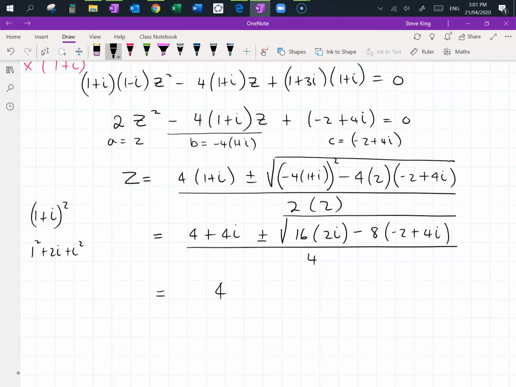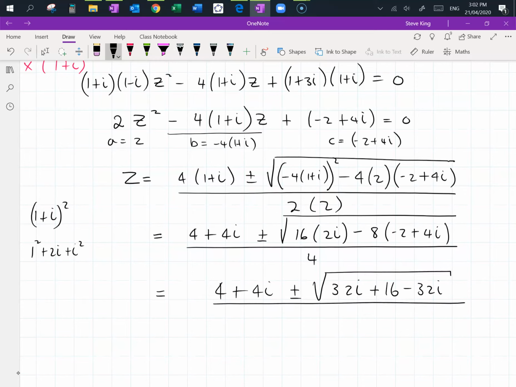So what have I got? I've got 4 plus 4i plus or minus the square root of 32i plus 16 minus 32i, all over 4. And this is now going to give me 4 plus 4i plus or minus the square root of 16, all over 4.